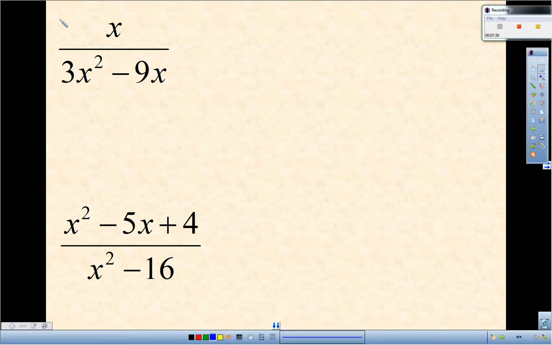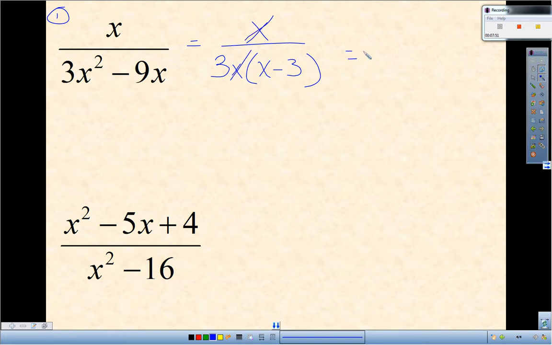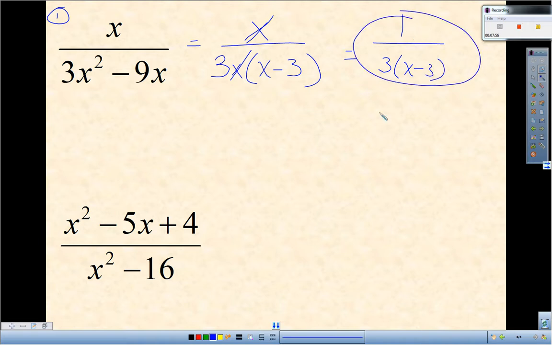For the next one, if I look at this example, I can't do anything with the x in the top, but in the denominator I see a GCF of 3x, and then that leaves me x minus 3. I can eliminate the common factor of x, which leaves me a 1 in the numerator, and 3 times x minus 3 in the denominator. I do have an excluded value of x is equal to 3, because if we plug in a 3 into this, 3 minus 3 is 0.